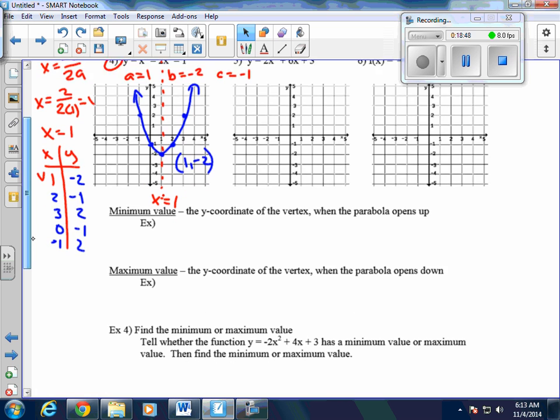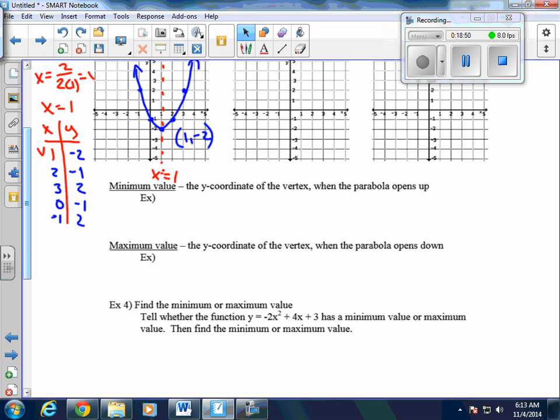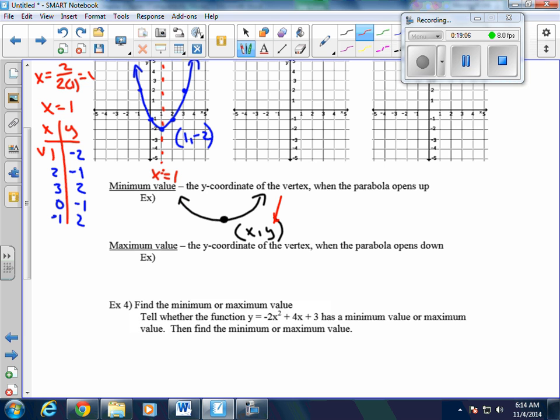So the next thing we're going to talk about is the minimum value. And the minimum value is the y-coordinate of the vertex when the parabola opens up. And so if we have a parabola opening up, and here is our vertex, x, y, the minimum value is the y value. x tells you how far you go left or right, y tells you how far you go up or down, so the minimum value is the y coordinate of the vertex when the graph opens up.